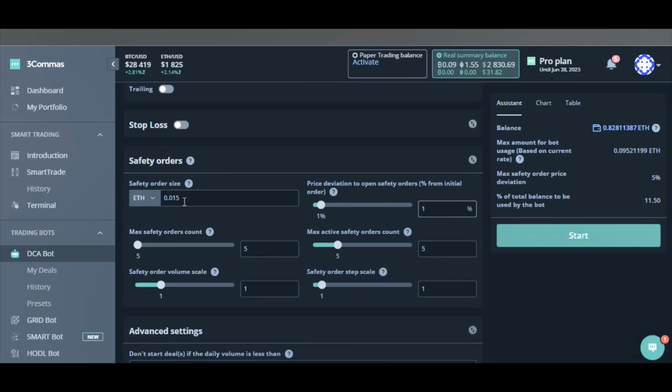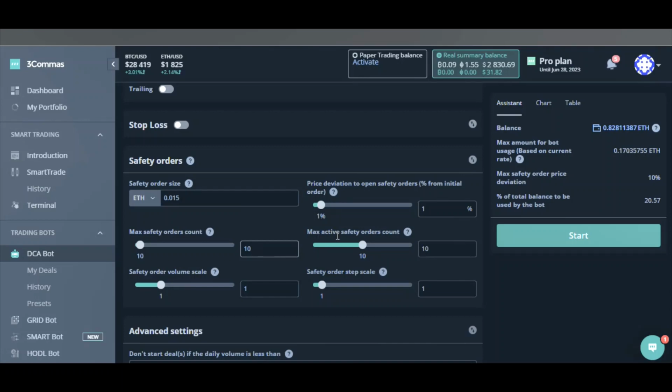It's going to buy Matic after dropping 1% of the market price, right? Maximum safety order count, I prefer to keep at least 10, right? That means it is going to execute 10 safety orders as the price goes down. So you can keep anything you like, but I prefer at least 10.